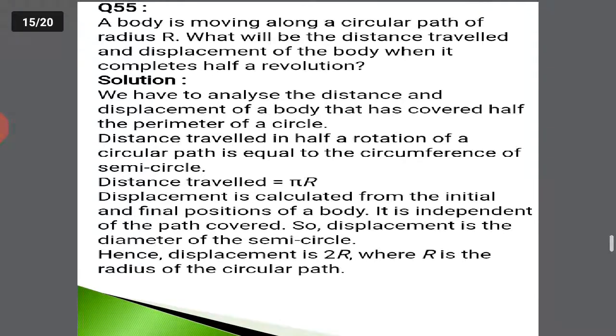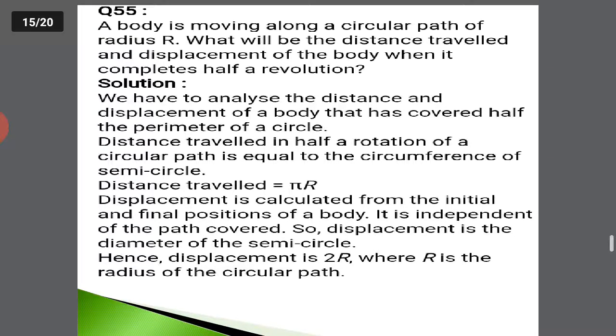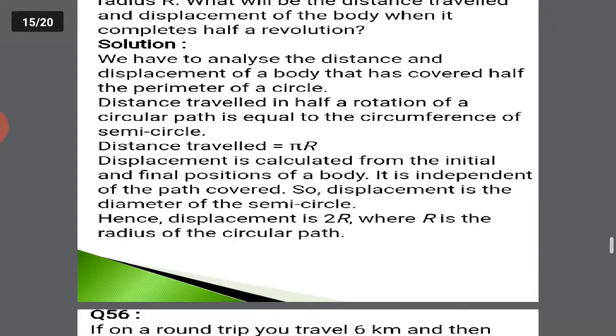Got it? Draw a circle and then try to understand this, having radius r. Okay, what will be the distance traveled and displacement when it completes half a revolution? Half will be, first, it will be at its initial position at A, and at another point exactly half, in the opposite direction, it is at another point. Okay, so the displacement will be 2r, double of the radius.